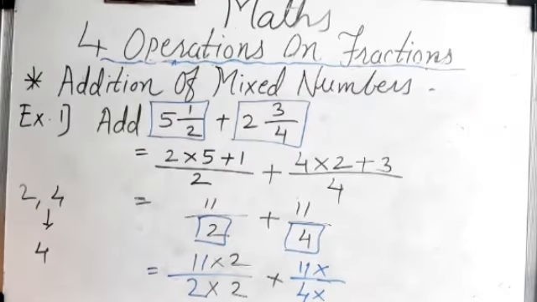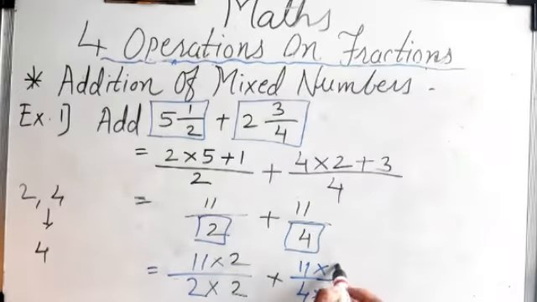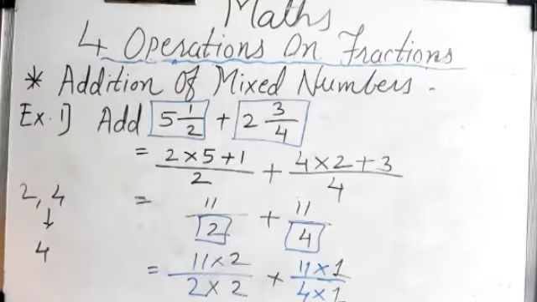Why are we doing this step? To make the denominator equal. So 4, I have to multiply by which number? Simply by 1, because 4 is already there, so 4 ones are 4. So I have to multiply the numerator and denominator with 1, and then the next step will be there.